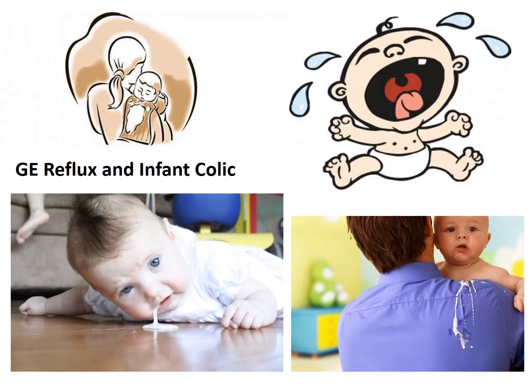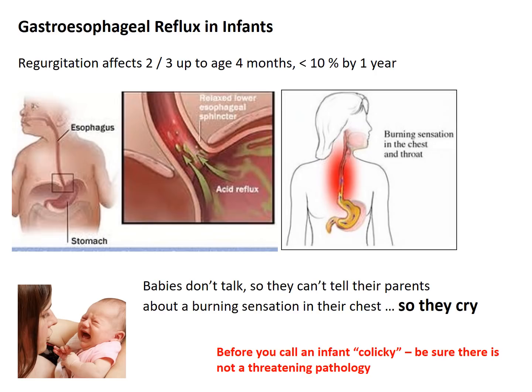All right, how about we talk about this? Babies with reflux. What is baby reflux, and when should we not refer to it as infant colic? So gastroesophageal reflux, just like it occurs in adults, can occur in infants. About 2/3 of babies will experience this while they are under 4 months of age. By about the time they get to 1 year of age, less than 10% of kids have this. So they tend to outgrow it.